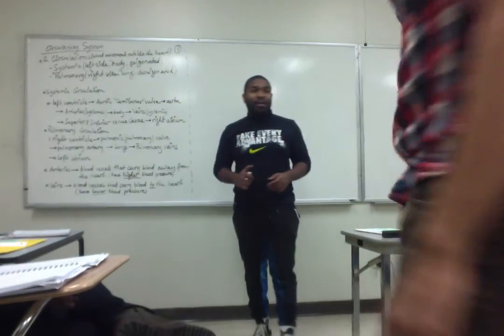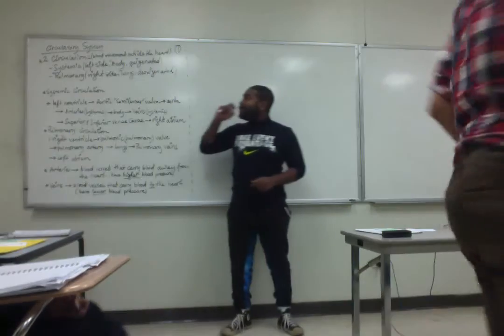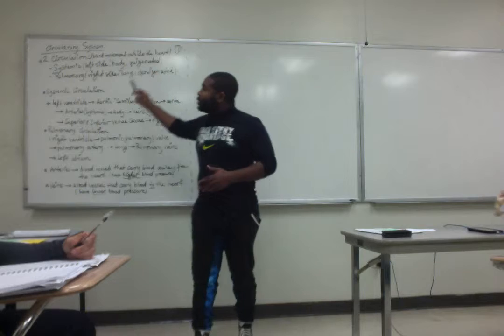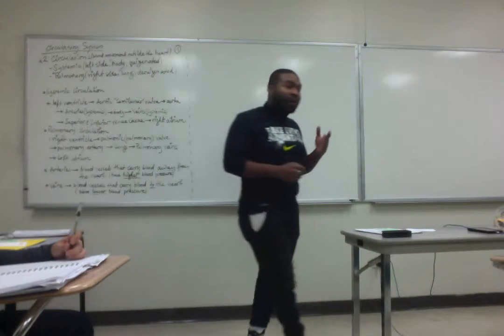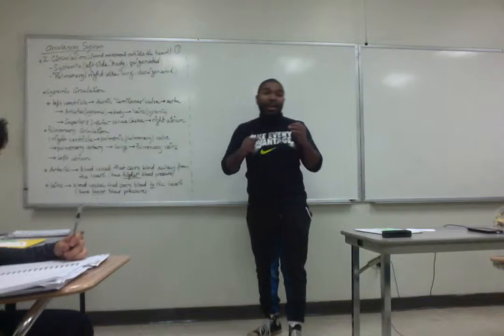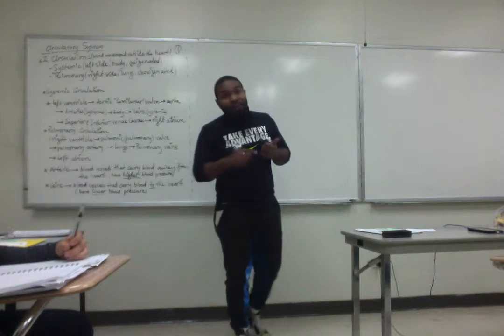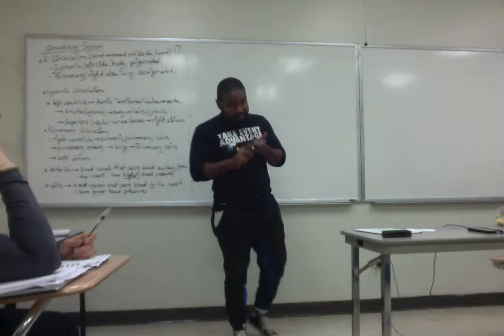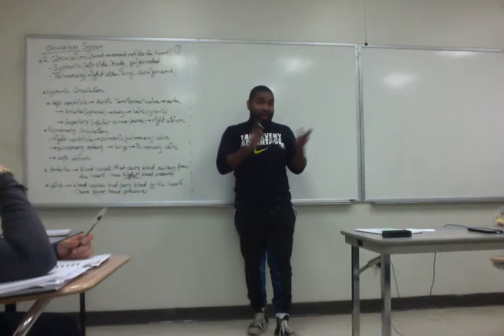Starting right now. Alright, so let's do this quick again. So the circulatory system or the cardiovascular system is the system of the heart and blood vessels. Basically, it has three major components, which is the heart, the blood vessels, and the blood.